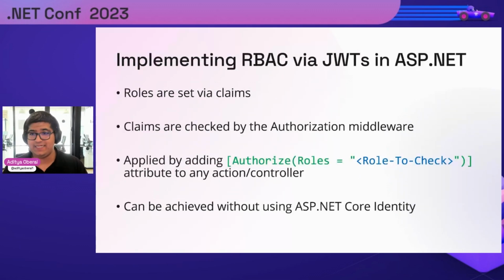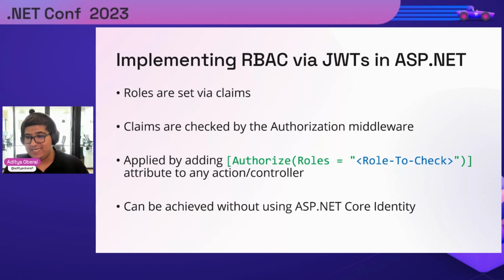Now, when we implement RBAC in ASP.NET via JWTs, there are a few things to keep in mind. The roles we have are set using claims within the payload. ASP.NET Core has an authorization middleware that it offers out of the box that can check and verify these claims and make sure that the role is present. This is applied in a very simple method by mentioning the authorize attribute with the role to any action or controller. One thing to keep in mind is that this sort of role-based system, the attribute-based system, is specifically applied on controllers and controller actions.